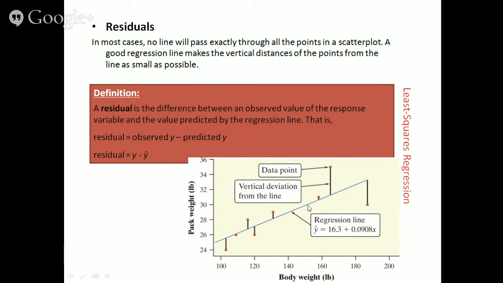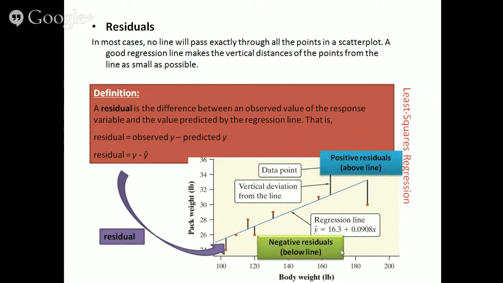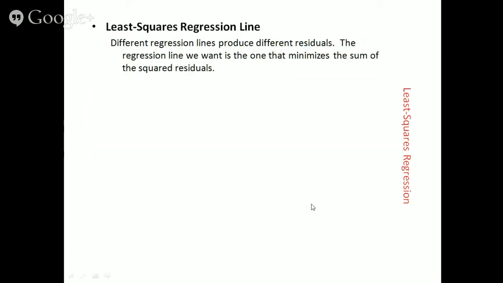Okay. So your residual is actually the distance from that point to this line. It's a distance. Negative residuals are going to be below the line. That makes sense. And positive are going to be above it.